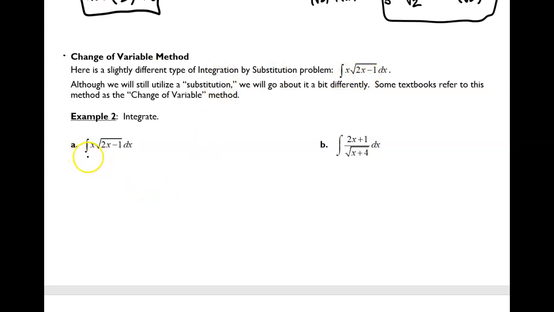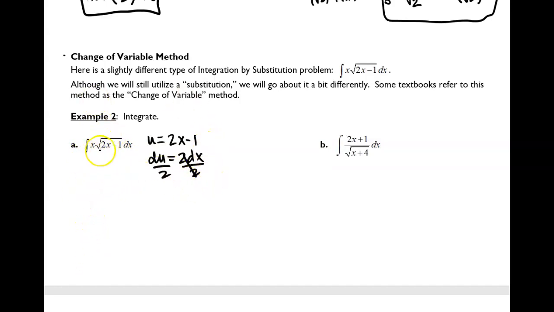So in example A, it's that integral we were just talking about, the integral of x times square root of 2x minus 1 dx. So let's start out the way we normally would. U equals 2x minus 1. My du is 2 dx. I don't see my 2 there, so I'm going to have to divide. That feels pretty normal. But the problem is we have this extra x outside, and when we make our U substitution, we have to make sure that we don't have any x's left. We just have constants and u's and du's.